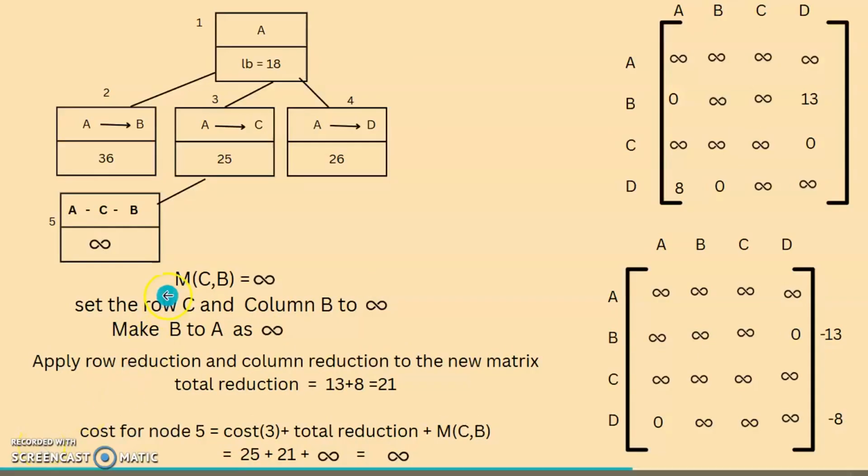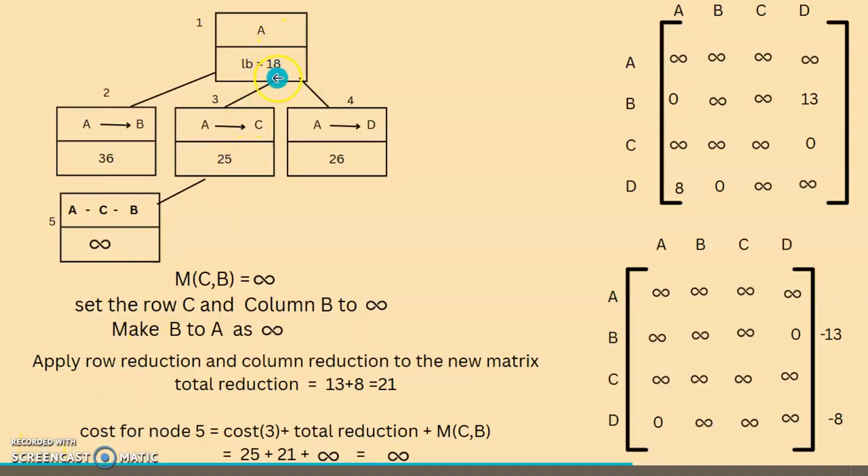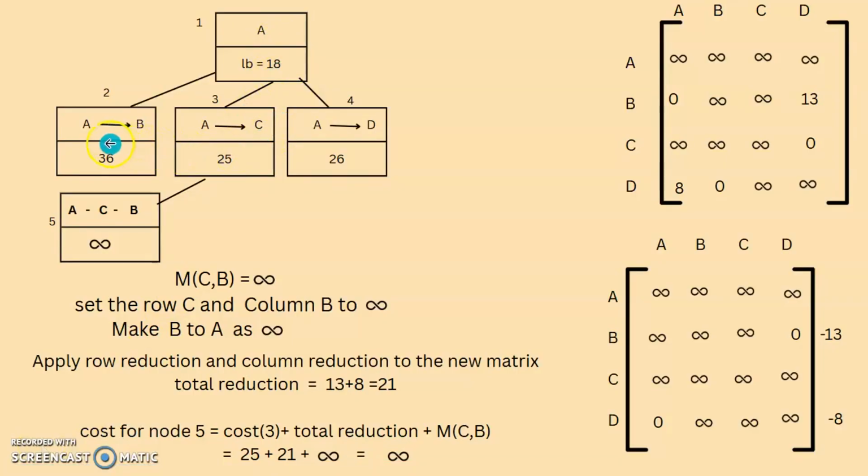We started with the node A and we have explored all the options A to B, A to C, A to D. Out of these three, the lowest value is here for the option A to C. Now, after A to C, what are the other two nodes left? B and D. So now I am going to do calculation for A to C and C to B.